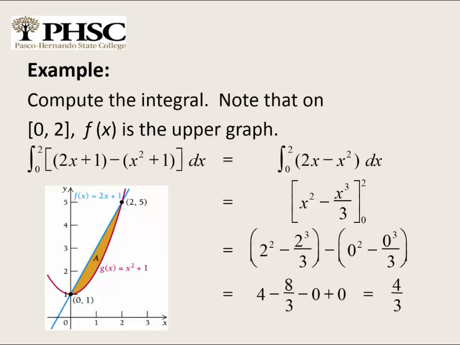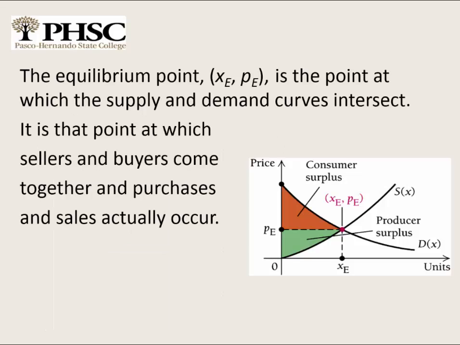So the next thing that we're going to talk about is consumer surplus and producer surplus. So here we have the supply function and demand function, and the equilibrium point, xe and pe, is the point at which the supply and demand curves intersect. So this is the point at which sellers and buyers come together and purchases and sales can actually occur. If you notice, we have two other sections that are shaded. The goldish orangey one is consumer surplus, and the green one is producer surplus. So we're going to find out how we can calculate these two quantities, if you will.